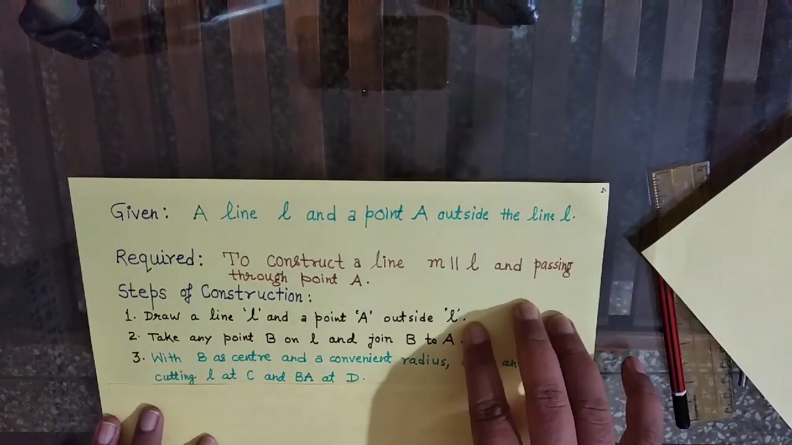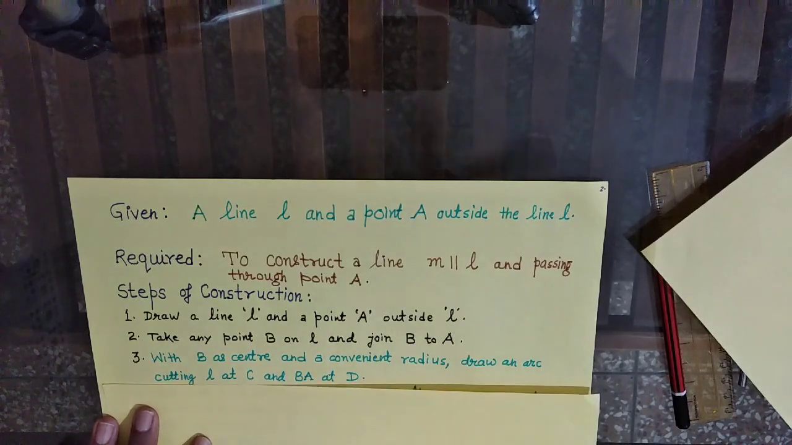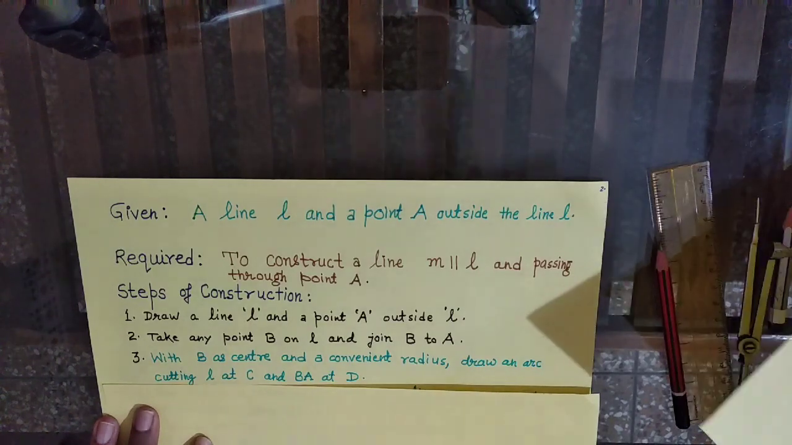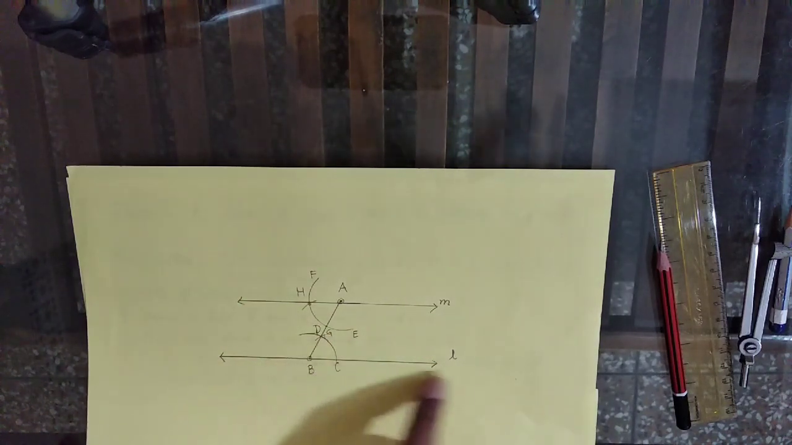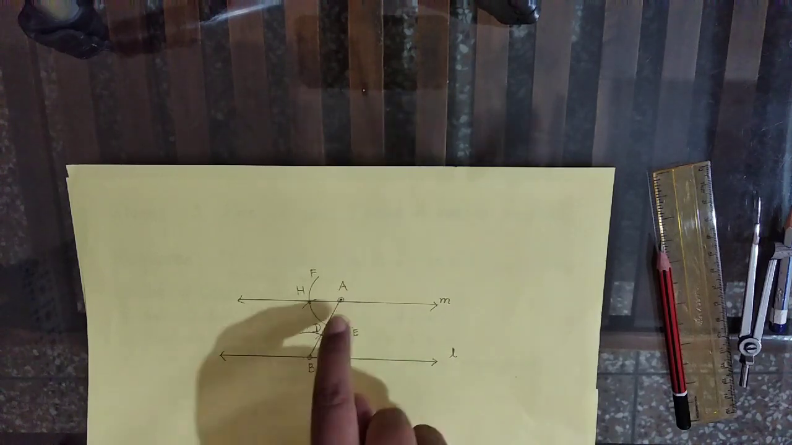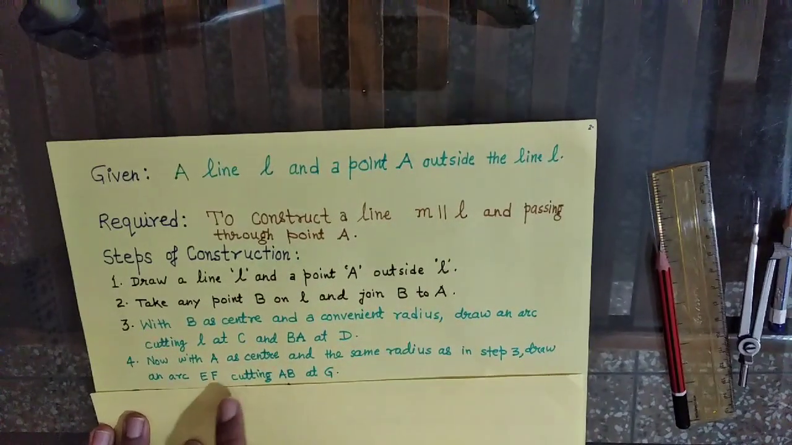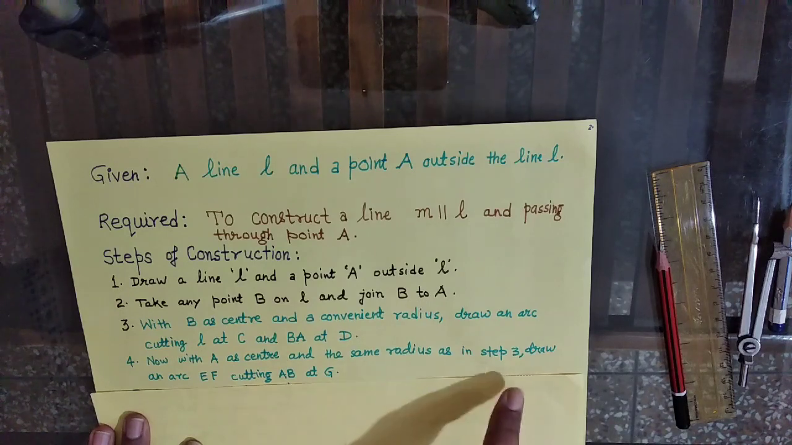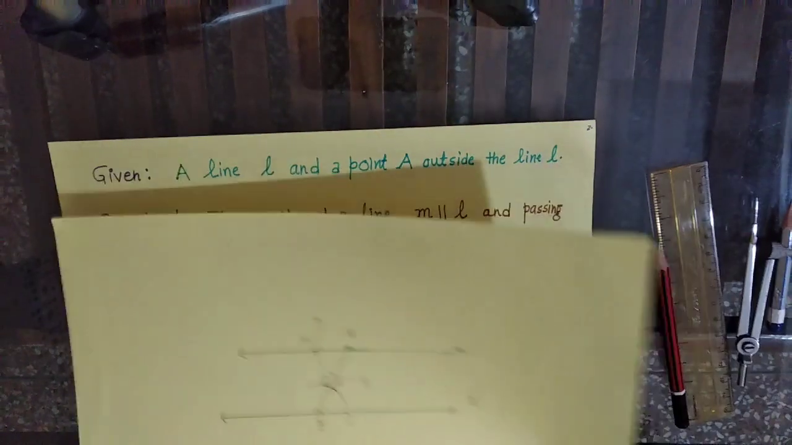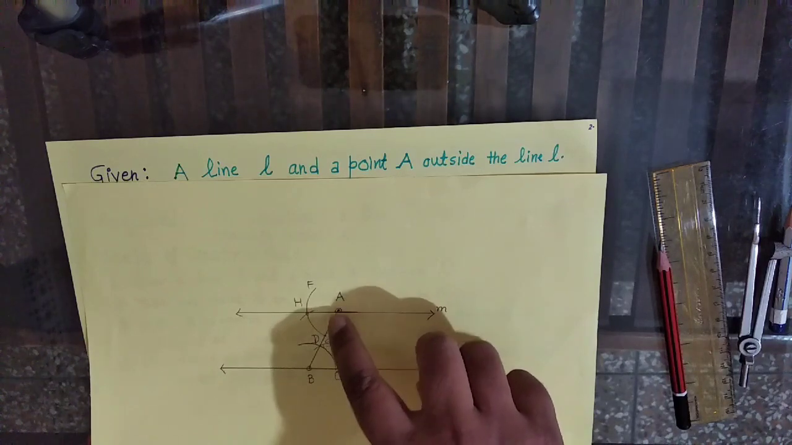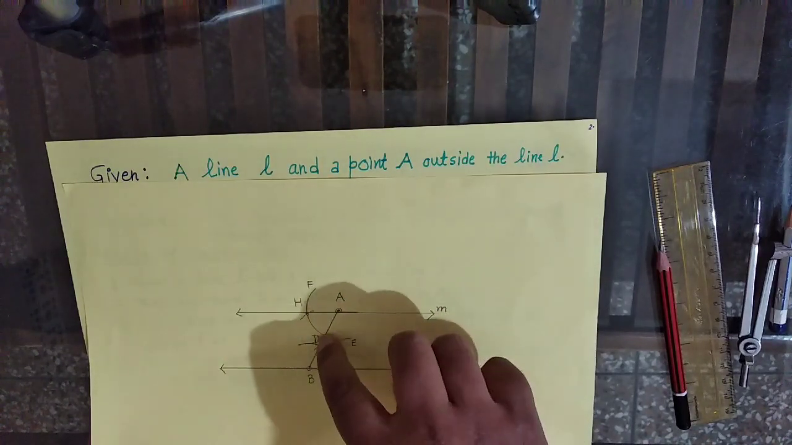Third point: with B as center and a convenient radius, draw an arc cutting L at C and BA at D. Now the fourth point is, with A as center and the same radius as in step 3, draw an arc EF cutting AB at G.